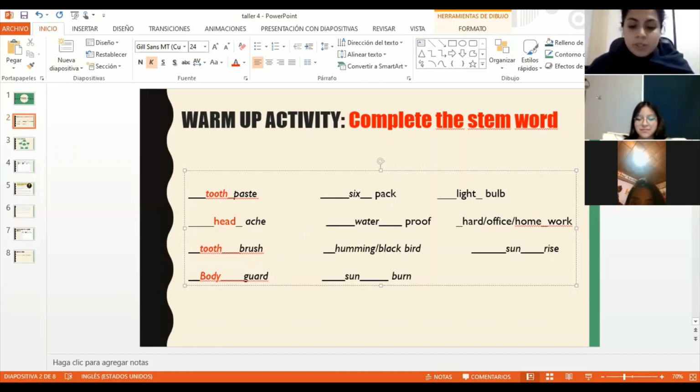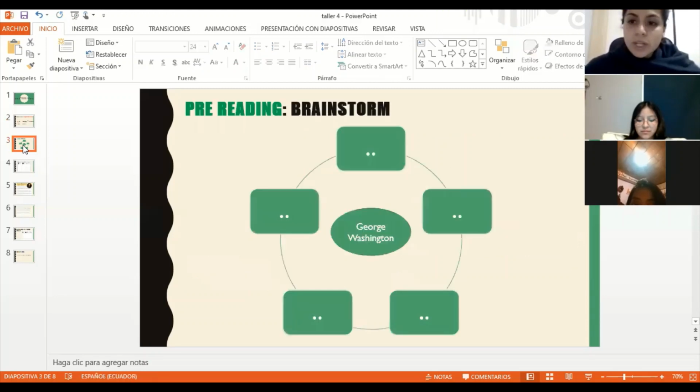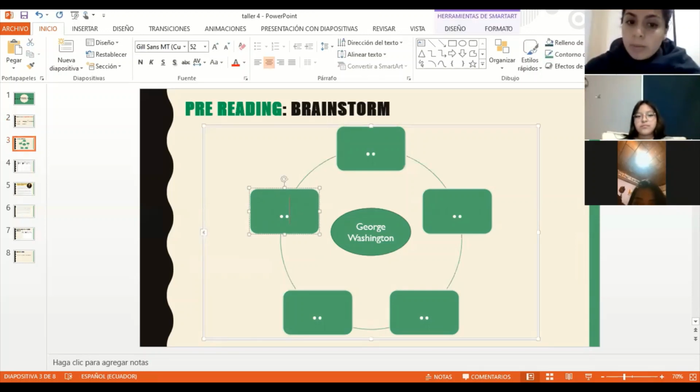So this activity was to keep your mind working and thinking, right? All right, now we got our pre-reading. So before we read our biography, we're going to brainstorm, okay? In the middle, what word do you see, Jesse? George Washington. Okay, when you think about George Washington, what comes up to your mind?